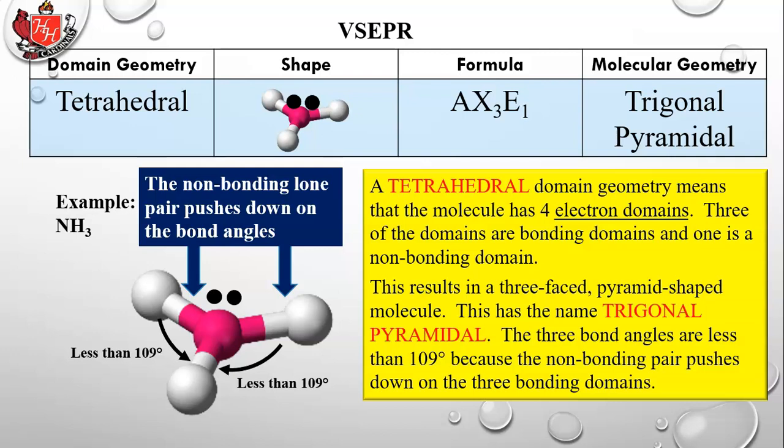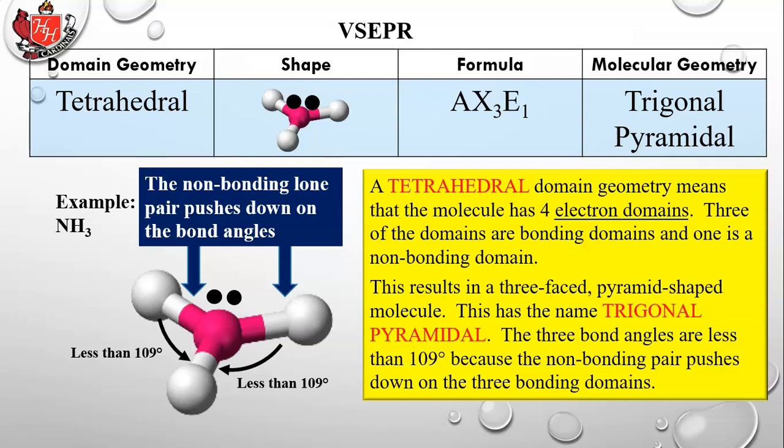So let's read. A tetrahedral domain geometry means that the molecule has 4 electron domains. 3 of the domains are bonding domains, and 1 is a non-bonding domain. This results in a 3-faced pyramid-shaped molecule. This has the name trigonal pyramidal. That's because it forms a triangle, but it forms a pyramid. It's hard to tell on this image, but it's not flat.